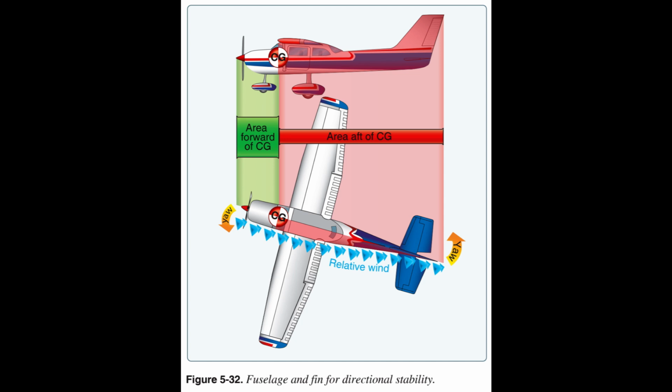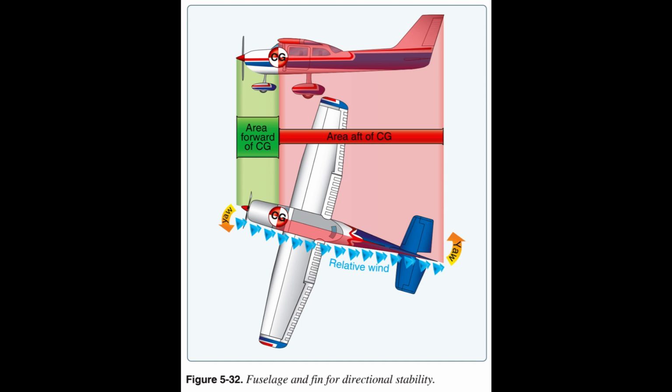To provide additional positive stability to that provided by the fuselage, a vertical fin is added. The fin acts similar to the feather on an arrow when maintaining straight flight. Like the weather vane and the arrow, the farther aft this fin is placed and the larger its size, the greater the aircraft's directional stability.